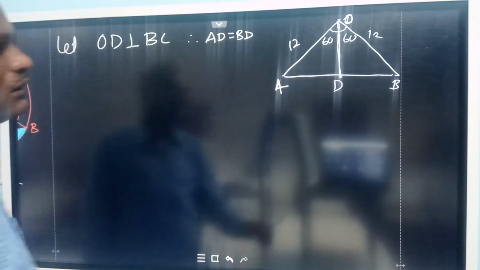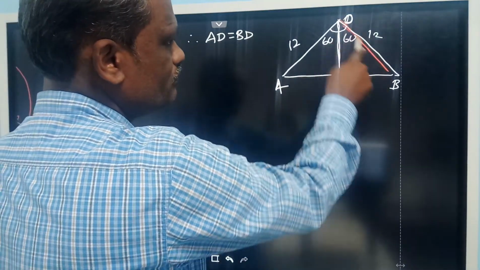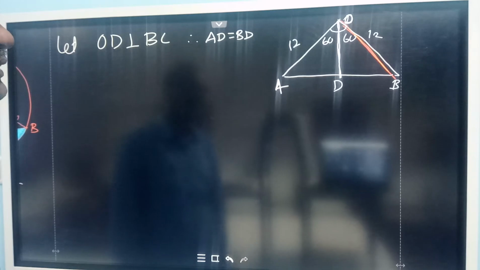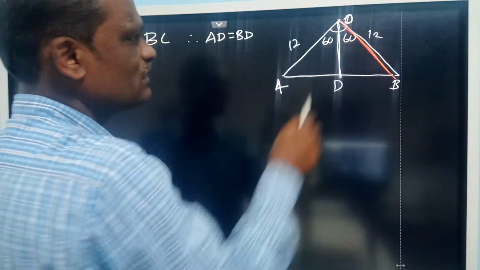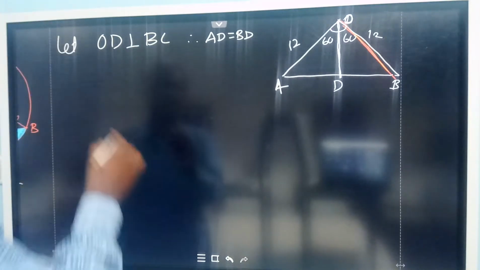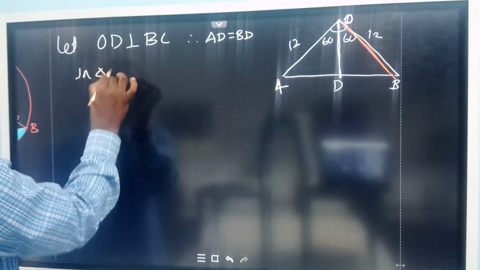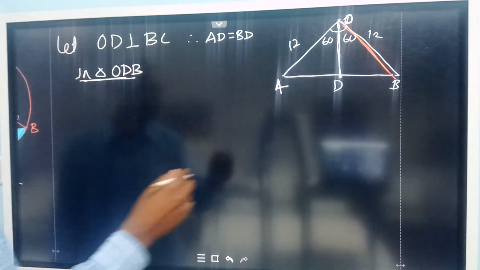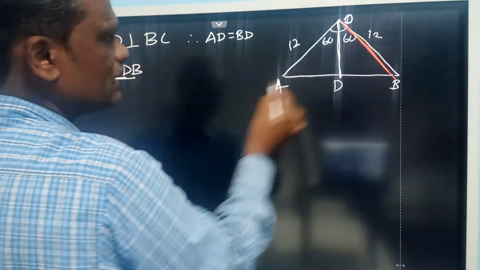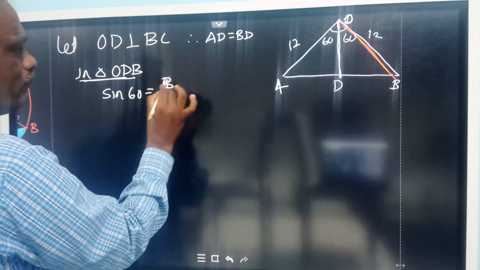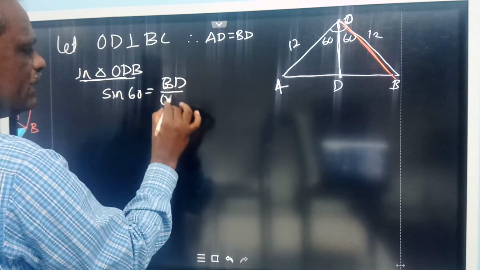So now we already have this length and one angle. Use the trigonometric ratio and find out the BD as well as OD. Using BD, then you can find out the length of AB. So in triangle ODB, we want the opposite side by hypotenuse. So sin 60 degrees is nothing but BD by OB.